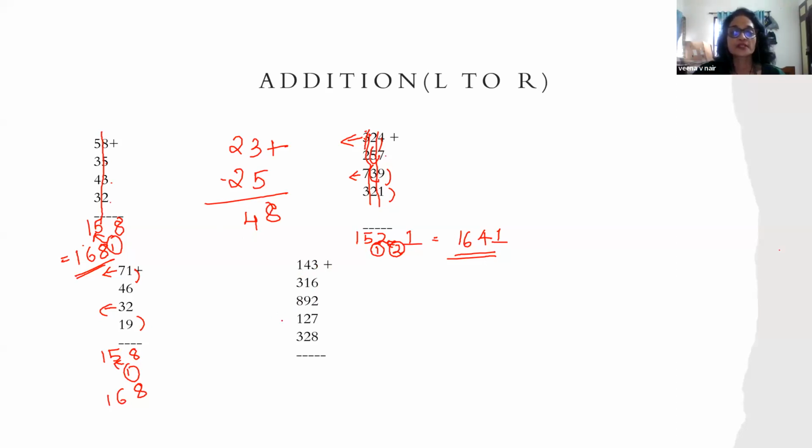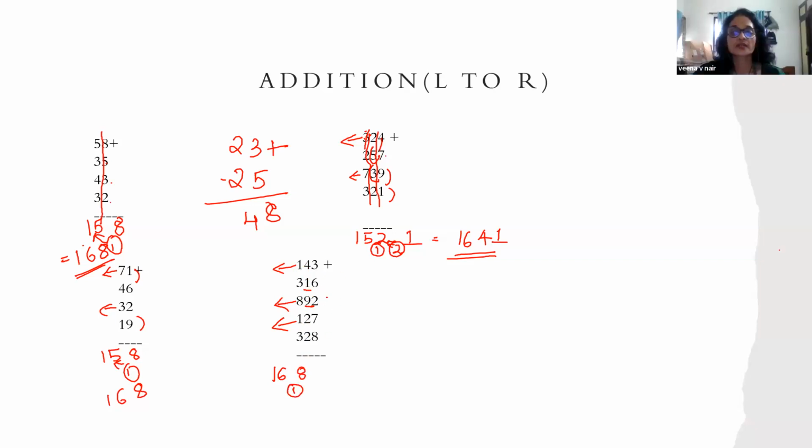Okay, so let's do the fourth sum. Same way, let's start looking for pairs. Now here we don't have 8 and 2 directly, but we have 2 ones. 1 plus 8 plus 1 makes 10. 10 plus 3, 13. 13 plus 3, 16. Next, again, you start looking for 10. 9 plus 1, 10. 10 plus 4, 14. 14 plus 2, 16. 16 plus 2, 18.